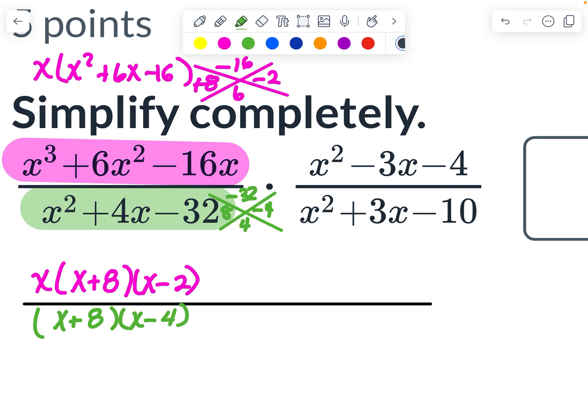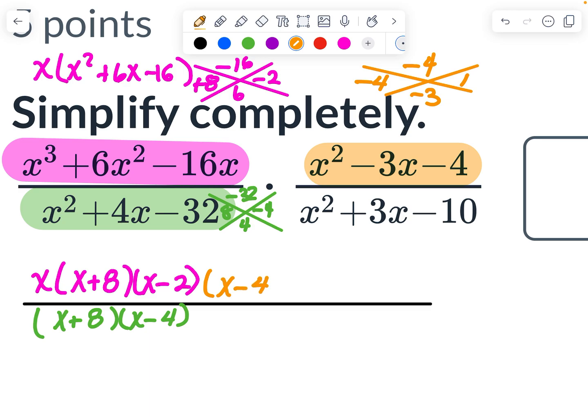Then we move on to the next numerator. The next numerator does not have a greatest common factor. However, it is a trinomial with a lead coefficient of 1. So I'm looking for factors of negative 4 that add to negative 3. Those are negative 4 and 1. So I'm going to go x minus 4, x plus 1. That is now factored completely.